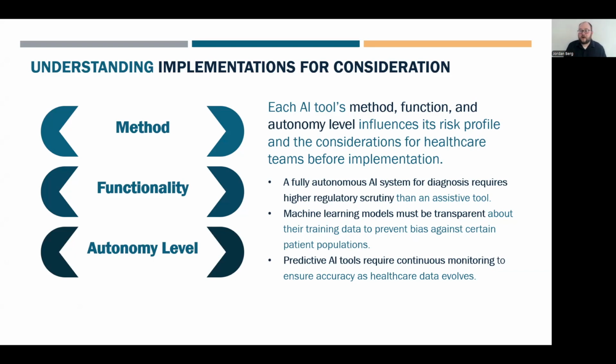Machine learning models must be transparent about the data that they're using. That's the underlying basis for the systems. And we want this to prevent bias and to make sure that we're including a wide variety of patient populations. Predictive AI tools are going to require continuous monitoring to make sure that they're accurate, and also that the underlying training data evolves as healthcare data evolves.